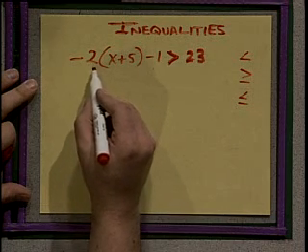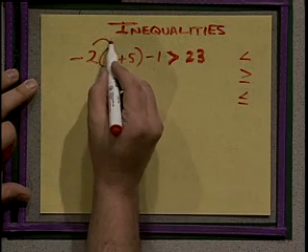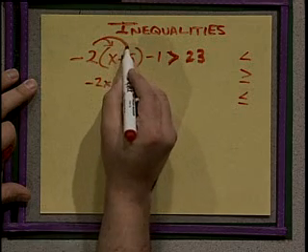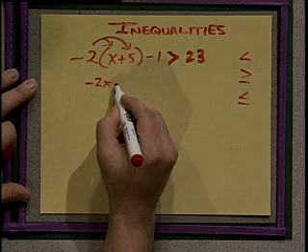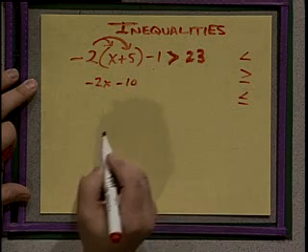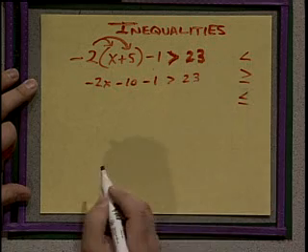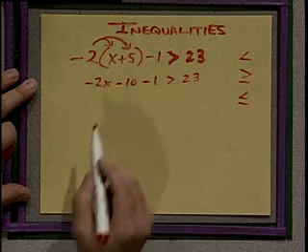We first must use the distributive property. -2 gets multiplied by x, giving us -2x. -2 gets multiplied by 5, which would give us -10. The -1 will come down, the greater than 23 will come down. So now we've illustrated the distributive property.